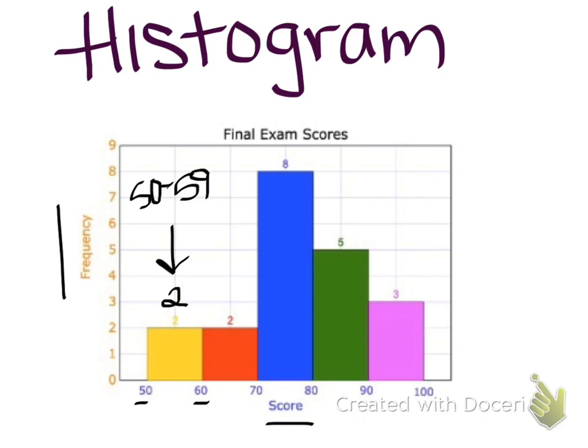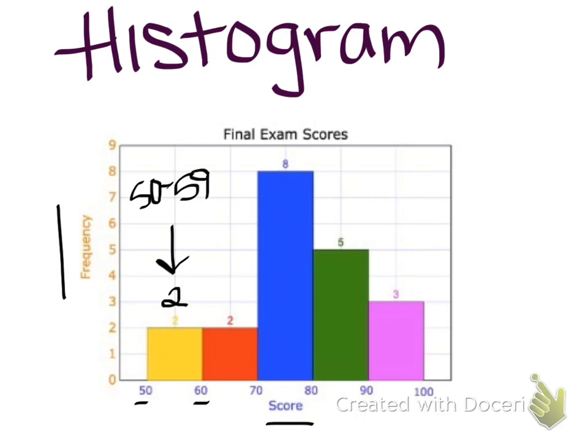So some things I could ask with the histogram, similar to the bar chart: what's the difference between the number of people who scored a C and the number of people who scored an A? So 70 to 80, 90 to 100. Which one scored the most? Which one scored the least?